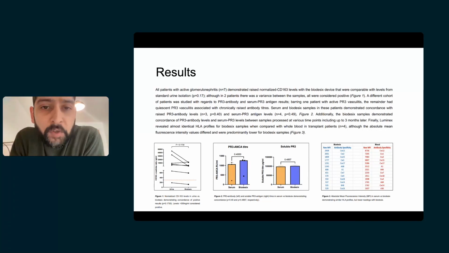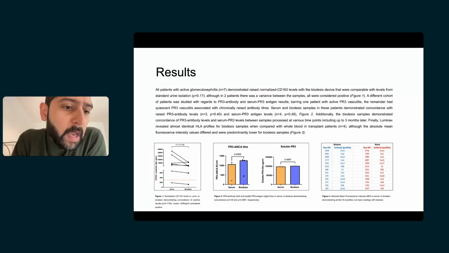As far as our patient group is concerned, we had 7 patients that had active glomerulonephritis. In all 7 of these patients, if you look at the graph on the far left, we demonstrated raised levels of normalized urinary CD163. I use the word normalized because typically in the literature, CD163 is reported as a ratio of urinary creatinine, and a cutoff of typically 200 to 300 is considered positive.